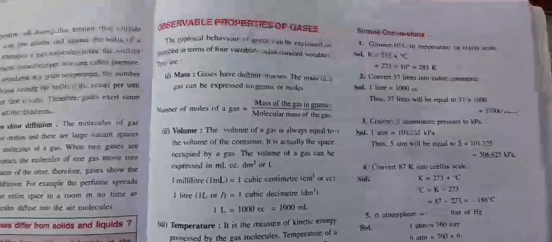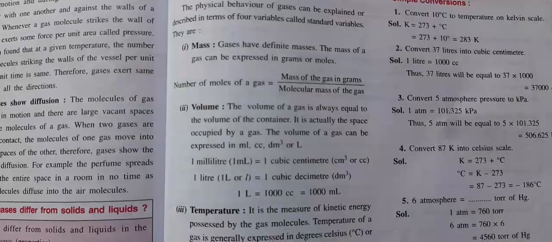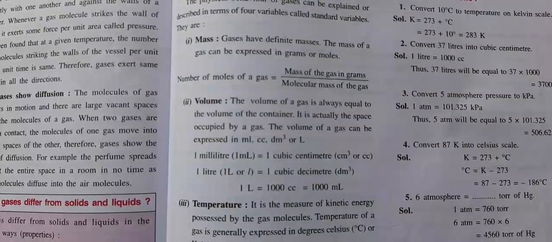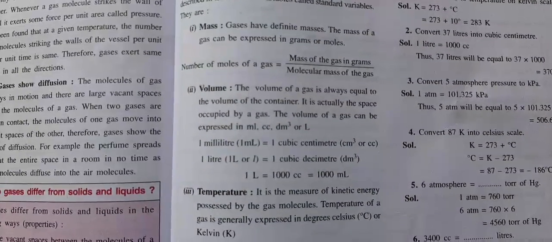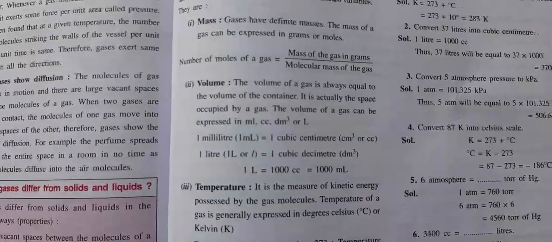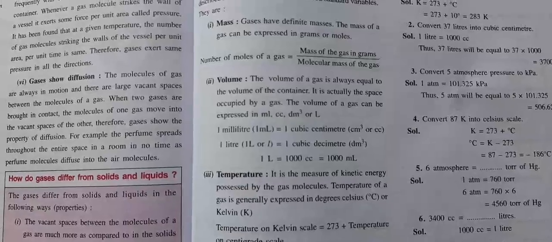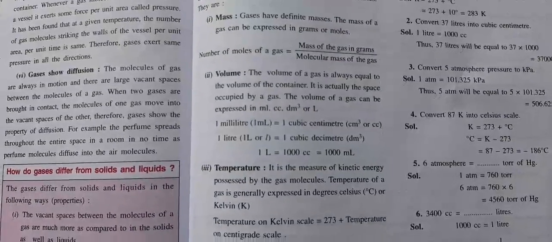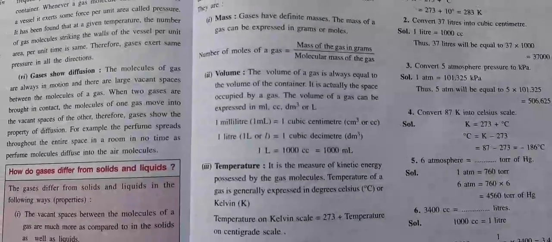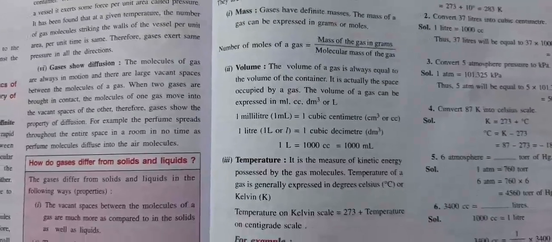First one is mass. Gas, as we all know, has a definite mass, and the mass of a gas can be expressed in grams or moles. The number of moles of a gas is equal to the mass of the gas in grams divided by the molecular mass of the gas. For example, somebody says, I am having around 48 grams of nitrogen gas. So what is the number of moles of gas?